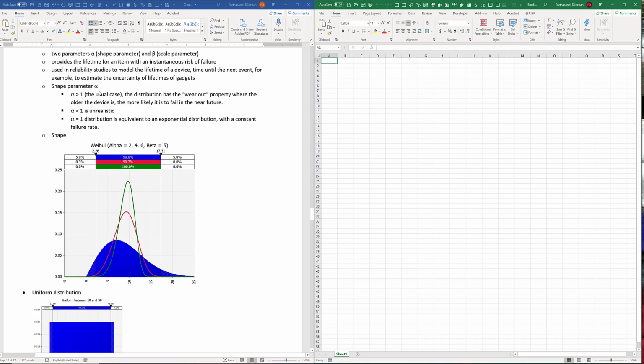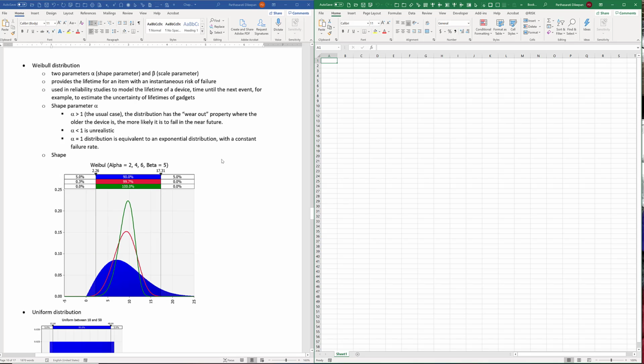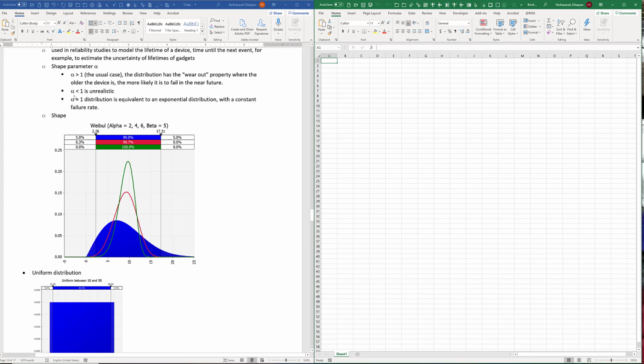The shape parameter is alpha, so alpha greater than 1, which is the usual case. The distribution has a wear out, up and down and wears out. Alpha less than 1 is very unrealistic, because we are talking about lifetime, and a short lifetime is not likely. So alpha less than 1 is unrealistic. Alpha 1 is equivalent to exponential distribution.